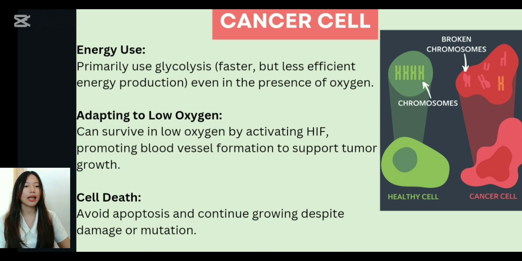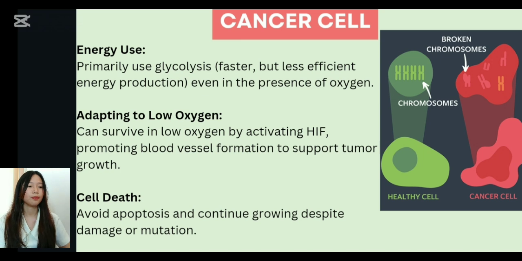So, next is cell death. Sa cell death kasi ni cancer cell, ina-avoid niya yung apoptosis. Unlike kay normal cell, nagpa-process o nag-undergo siya ng apoptosis. So, by avoiding apoptosis, it continues growing despite damage or mutations. So that's why doon nabubuo ang cancer cell.